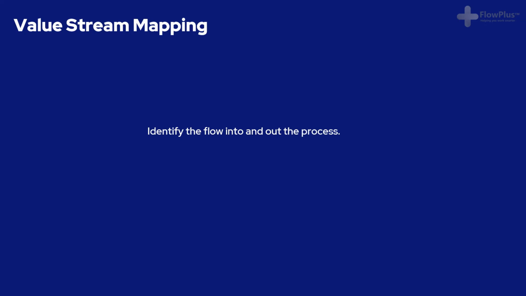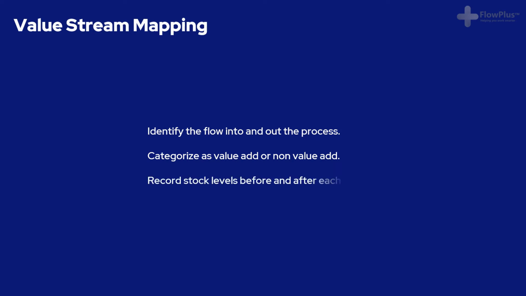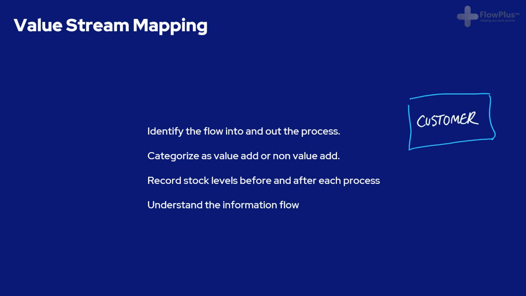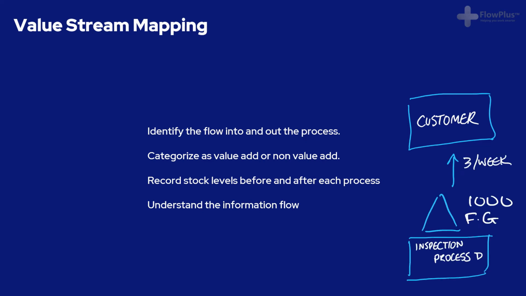So, starting at the end of your system, you simply walk back to the front, identifying the flow into and out of each process, categorizing them as value add or non-value add. Record the stock levels before and after each process, and understand where the information flows from. This should allow you to start to draw the skeleton of the map, adding the meat later in the form of data.